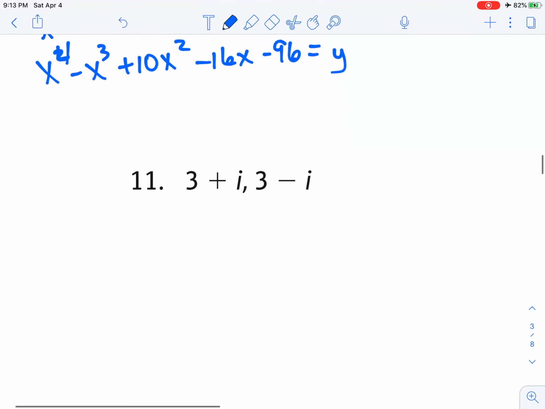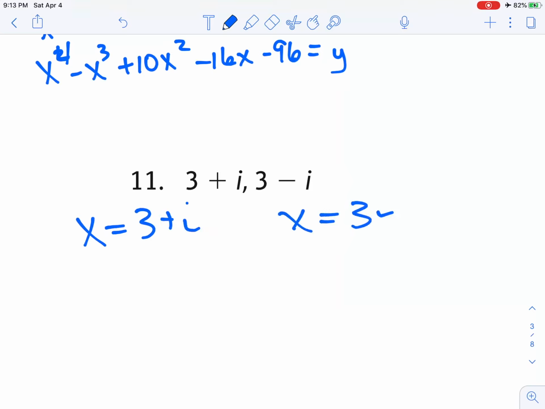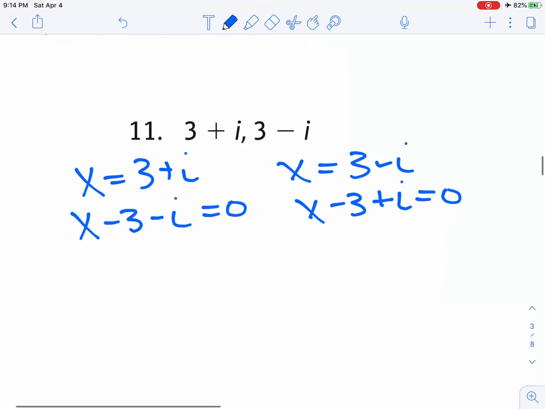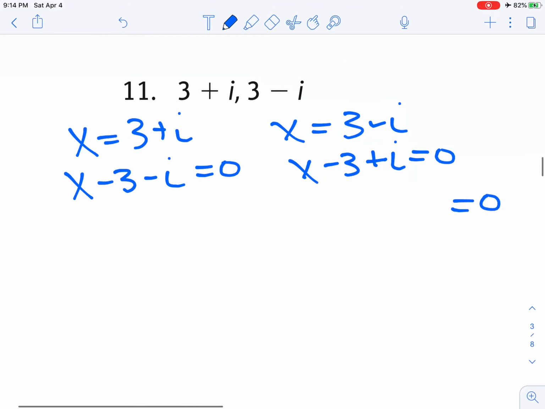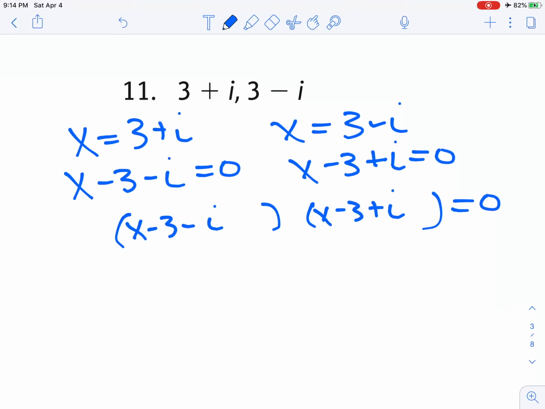So this is the one that's weird. x equals 3 plus i, x equals 3 minus i. So I subtract those over, I get x minus 3 minus i equals 0, and x minus 3 plus i equals 0. And again, we want to multiply them. So we get x minus 3 minus i, x minus 3 plus i.